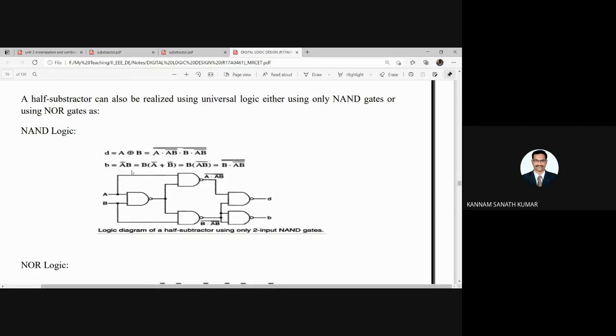B equal to A bar B. Okay, so A bar B you can write as B into A bar plus B bar. Multiplying, B into B bar is equal to 0, so I'm writing this expression in terms of B into A bar plus B bar. So B into A bar plus B bar I can write as AB whole bar, that is B into AB bar whole bar whole bar.